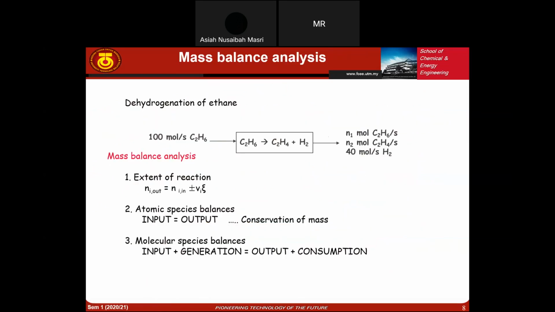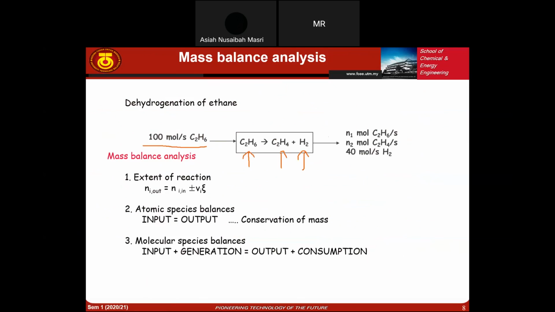Okay, let's see one example here. We have mass balance analysis. This is just a simple recap of what we have done so far, but using an example. Let's say we have a dehydrogenation of ethane. So we have here C2H6, dehydrogenated to get C2H4 and also hydrogen. And we have an input here of 100 mole per second C2H6.